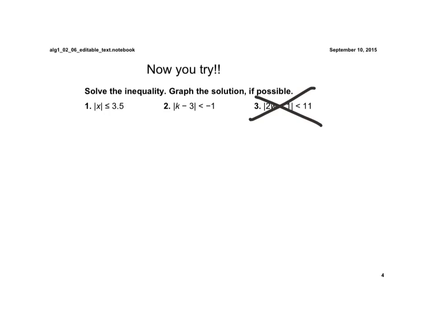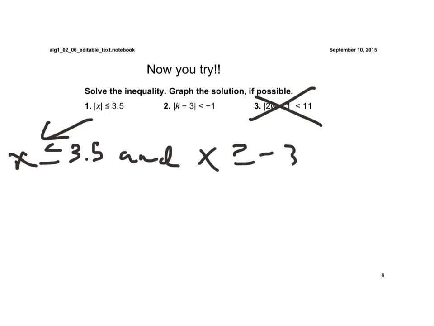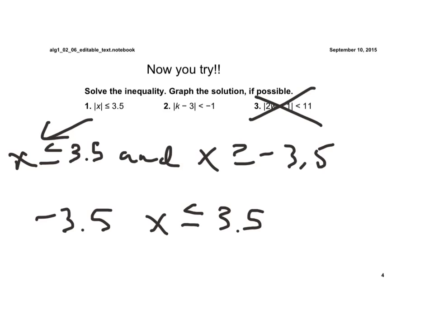Alright, so this first one we'd have x is less than or equal to 3.5 and x is greater than or equal to a negative 3.5. So then when I write this in order, it would be negative 3.5, the x, and 3.5. Again, the x is less than or equal to 3.5, but it's greater than or equal to. And again, the big mouth is open to the x, which makes that the greater than symbol.